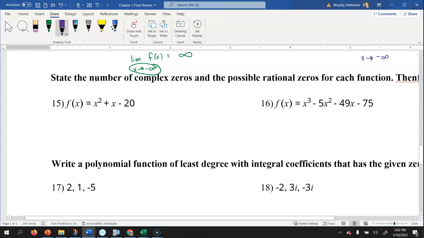All right, let's look at number 15. This is the last one we're going to do, actually. No, this is not the last one we're going to do. I'm sorry, I got ahead of myself. But we aren't going to do number 16. So let's look at number 15.